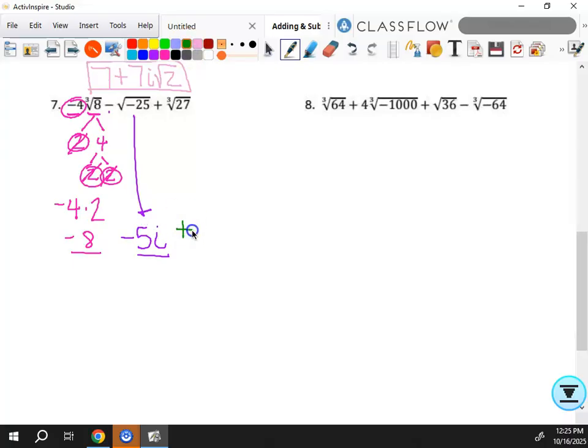Then plus, and if you know the cube root of 27, that's great. You don't, we do the tree. 3 and 9. 9 is 3 and 3. So these 3's come out as a regular 3. And I have nothing left under the square roots. But I am going to have 2 terms because of the imaginary number. So that's going to give me negative 5 minus 5i.